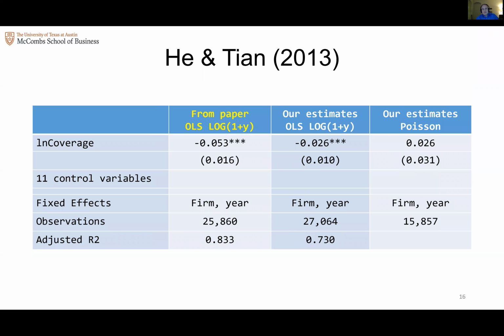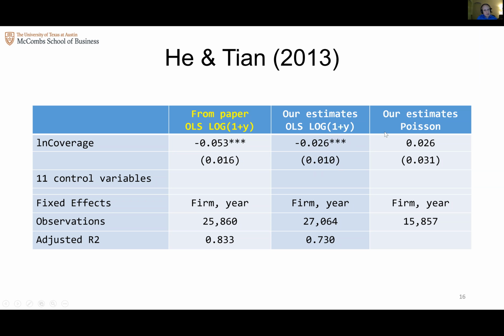The second paper is this Tien paper. This paper is trying to say something about the effect of analyst coverage on innovation. So the explanatory variable here is the log of coverage. This is the estimate from the paper. The point estimate is minus 0.053, highly significant at the 1% level. Again, we get a slightly different point estimate, which doesn't really mean very much. Our sample is going to end up being slightly different here, but it has the same sign and the same level of significance. It's about half the value.